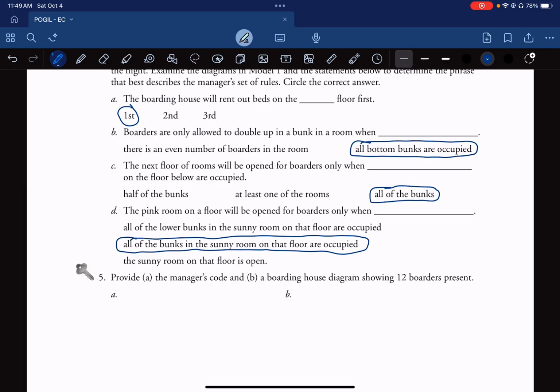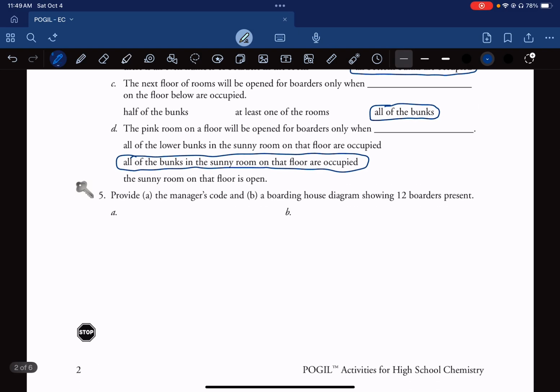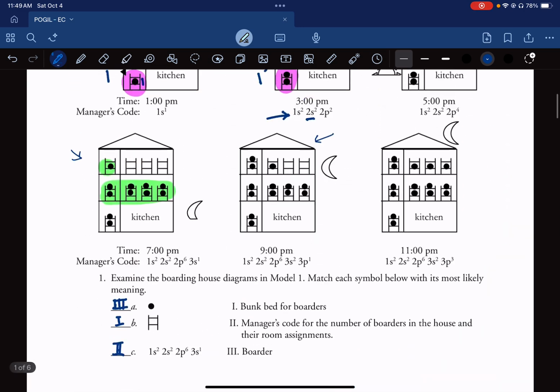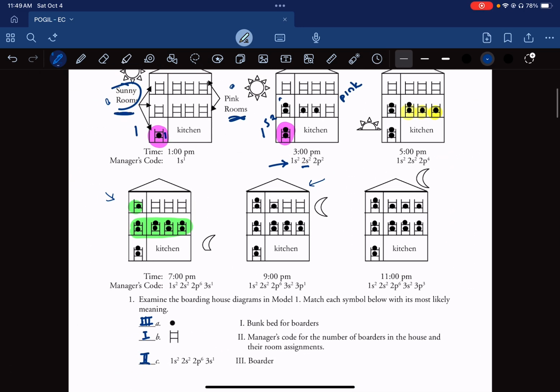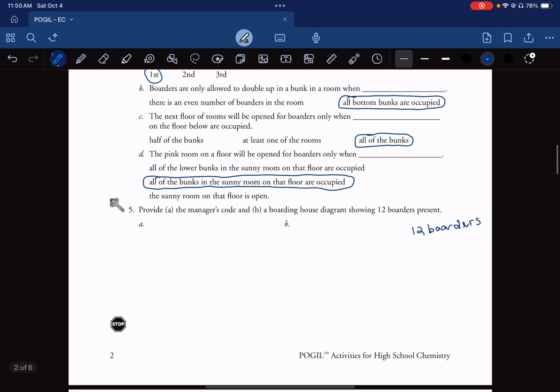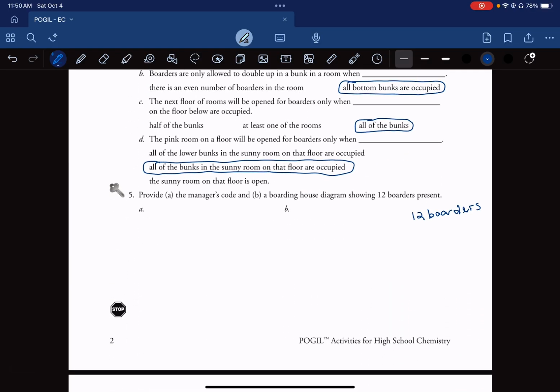All right, now it says provide A, the manager's code, and B, a boarding house diagram showing 12 boarders are present. Okay, so the first thing we're going to do, we're going to have 12 boarders present. And then it says the manager's code. All right, let's just go up here and look at this for a moment. If I want to make a manager's code with 12 boarders, I'm going to start on my first floor. My first floor, sunny room, two boarders.